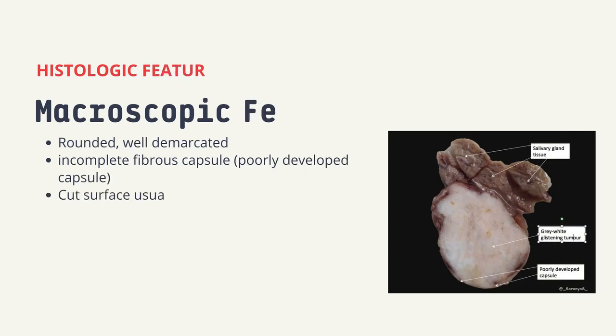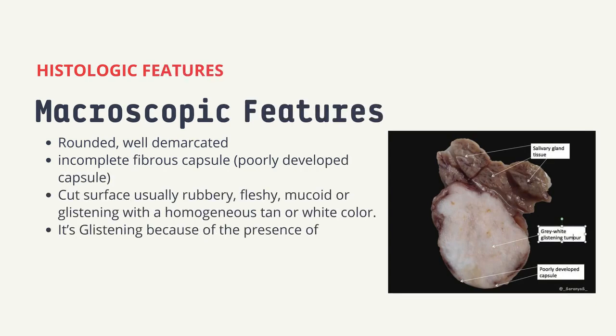In gross pathological view, pleomorphic adenoma is characterized by being well demarcated, yet having an incomplete fibrous capsule. This incomplete encapsulation can contribute to recurrence if the tumor is not entirely removed during surgery. Upon cutting the tumor, the surface appears rubbery, fleshy, and glistening due to the presence of a chondromyxoid matrix. The overall color of the tumor typically ranges from tan to white.